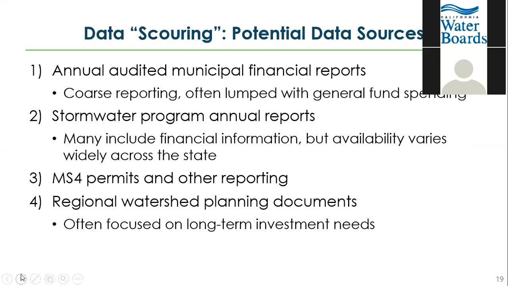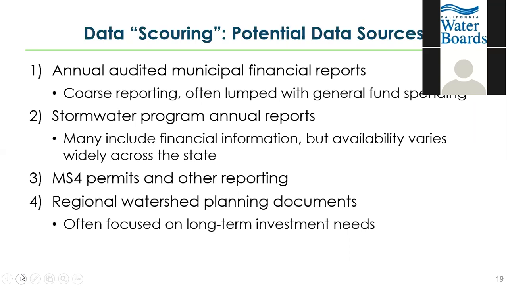Now, there are also other potential sources out there, and we started looking around at some of those other sources and talking to folks in the community about what sorts of sources might be available. We identified a few, and we started looking into those. So Stormwater Program annual reports turned out to be a really excellent source of cost information, but they were generally found in PDFs, either on a municipal website. Sometimes they were uploaded into the State Water Board's reporting system, but it depended upon the region.